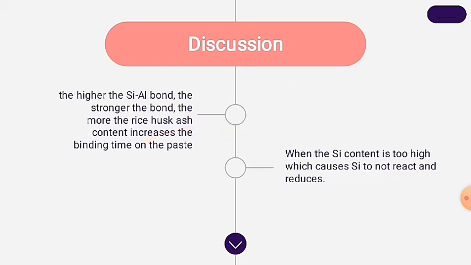From the porosity test result, it can be seen that the more rice husk ash content, the more the porosity value decreases. The addition of rice husk ash of more than 10% caused the percentage of porosity to increase. This is because the silica content is too high, which causes silica to not react and reduces bonding.